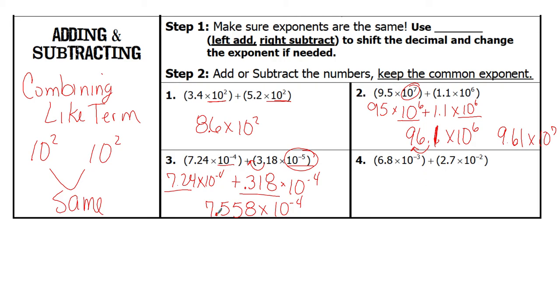All right, let's take a look at the next one. Again, they're not the same. Let's change this one.